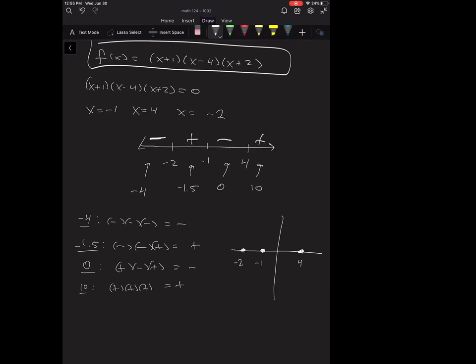Now to sketch the graph, if we look over at our number line, to the left of minus 2 in this area, we see a minus sign. Minus means down, so the graph is going to move down over here. In between minus 2 and minus 1, we have a positive sign, so it goes up, then comes back down and touches the 0. In between minus 1 and 4 is negative. Negative means it goes down, but we have to come back up and touch 4. And to the right of 4 is a positive sign, so it just goes up. And so this will be the sketch of the graph.